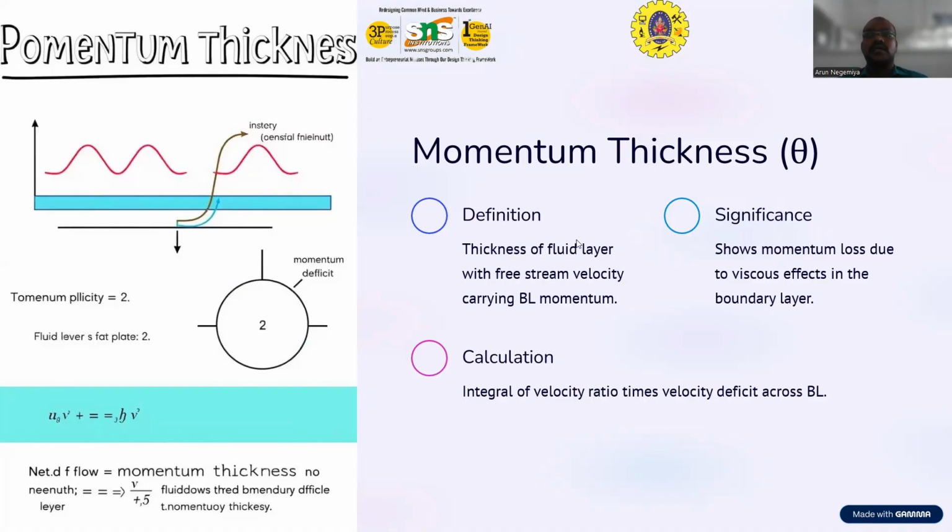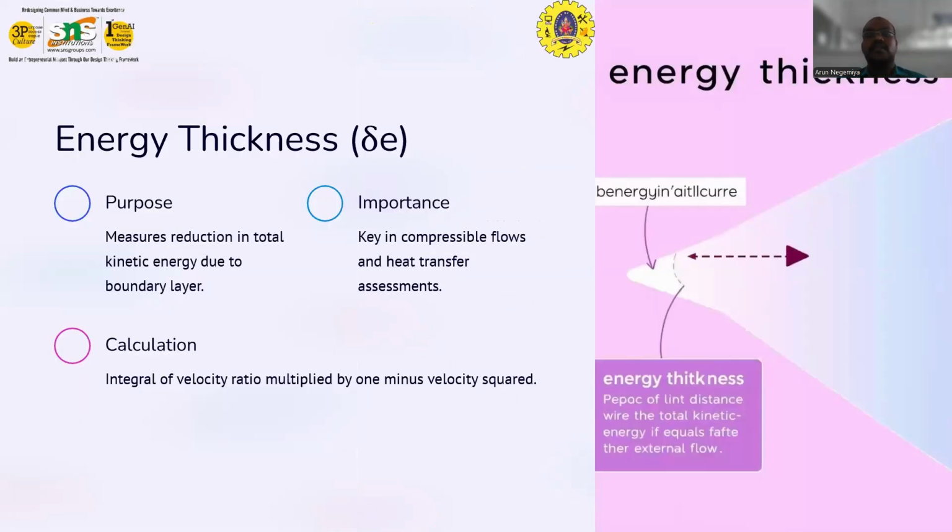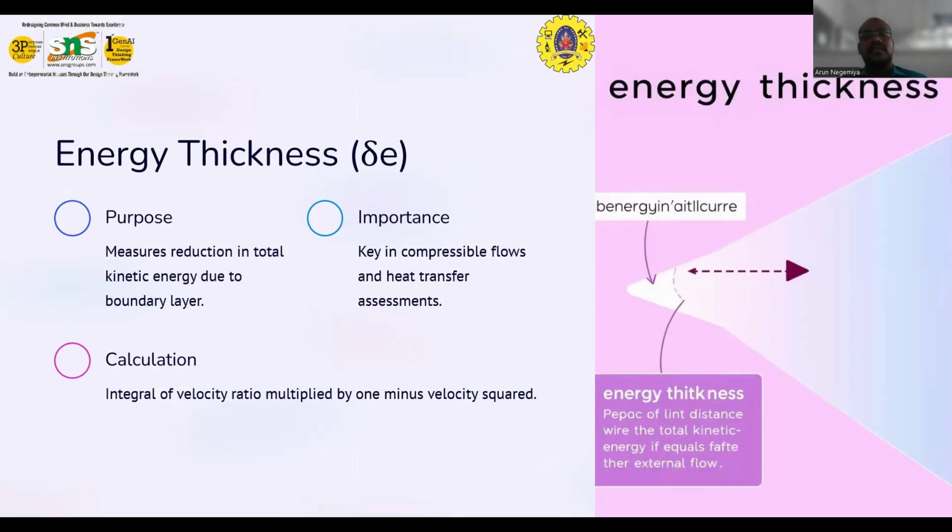This is called the momentum thickness. The definition is the thickness of the boundary layer with free stream velocity carrying the boundary layer momentum. And the last one is the energy thickness, denoted as delta E. The definition is the relationship between the reduction in kinetic energy within the boundary layer compared to the free stream flow. The purpose is that it is useful to quantify the energy dissipation within the boundary layer itself.